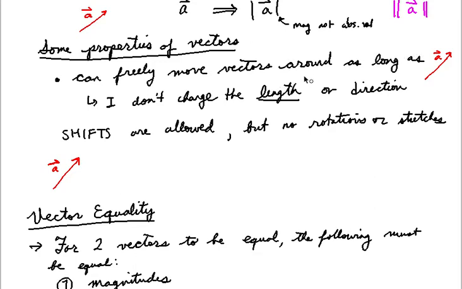But there is a condition for doing this. I can move them around only if I don't change the length or the direction. As soon as I tilt it like this, that's a totally different vector. If I change the length, that's not the same vector anymore. But if I keep the length the same and the direction the same, these are all equal vectors. So basically shifts are allowed, but not rotations or stretches.